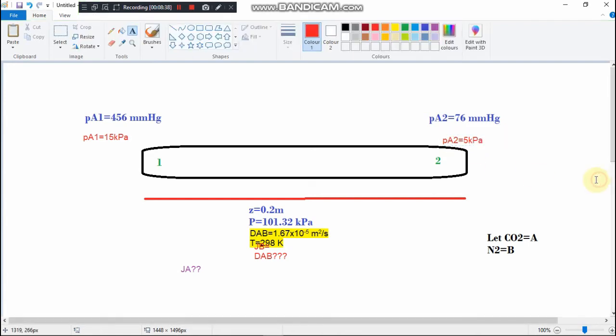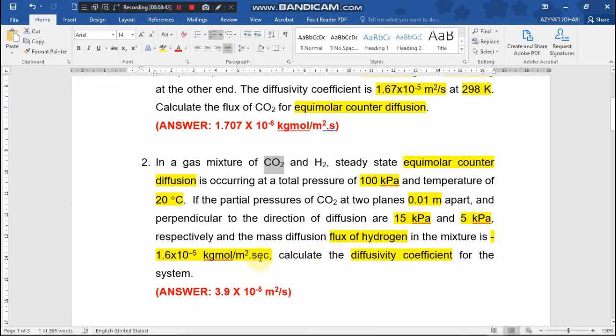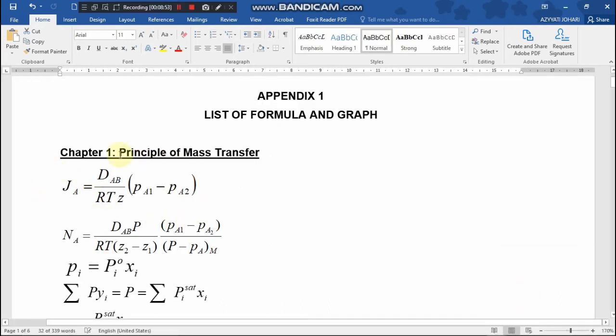All right. And then the question gives you the flux, but the flux stated here is JB. So when you look at the equation, DAB is what is being asked. R we can take from the appendix. T is from the question, which is 20 degrees C. Z is also given. PA1 and PA2 are also given, but the question asks you to find DAB.